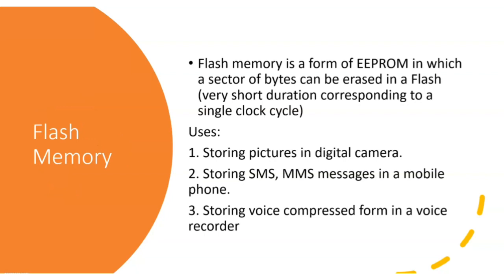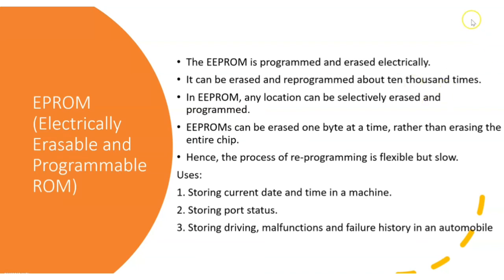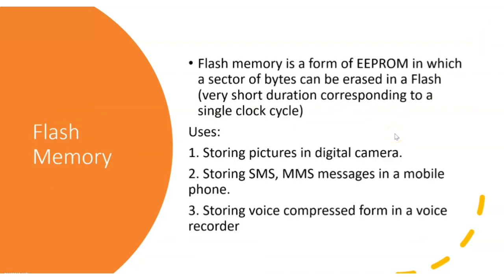Next one is flash memory. Flash memory is actually a form of EEPROM itself, in which a sector of bytes can be erased in a flash. In EEPROM the erasing is done one byte at a time, right? But here it is more bulk. You can actually erase a sector of bytes in a flash. That is, very quickly we can erase.